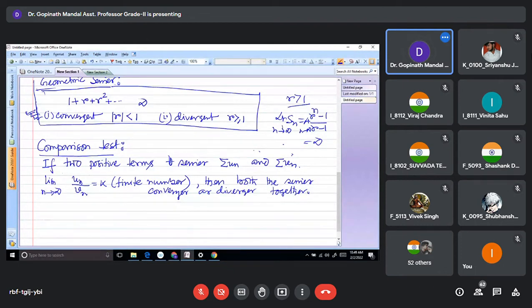That means if the nth term of the series un and the nth term of the series vn have a ratio equal to k, a finite number, then both the series behave alike. That means if un is convergent, then vn is convergent, and if un is divergent, then vn is also divergent. Okay.